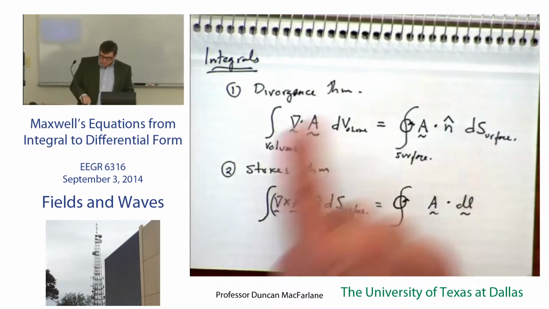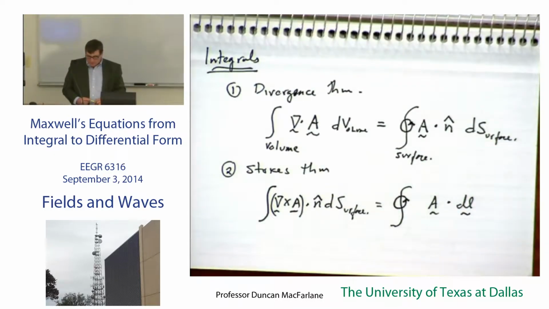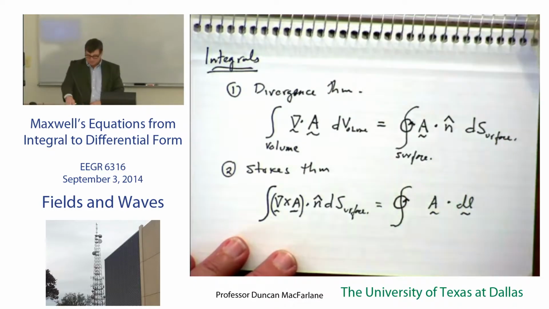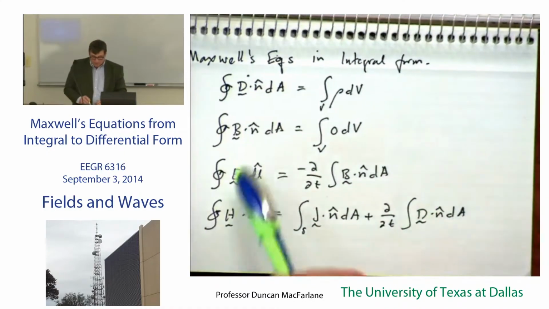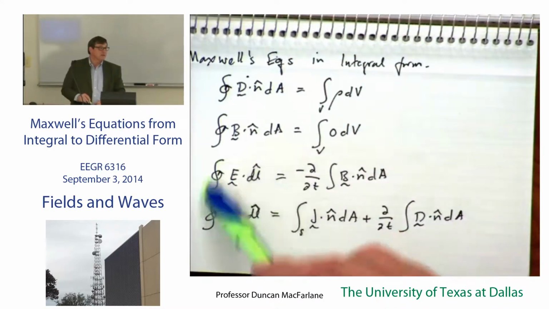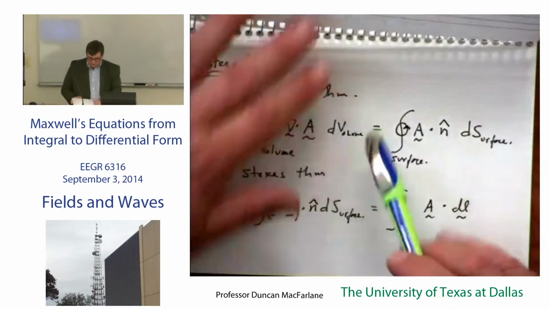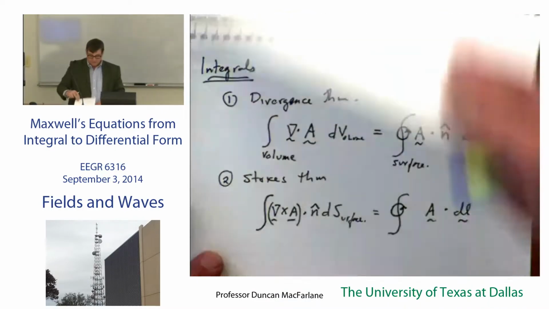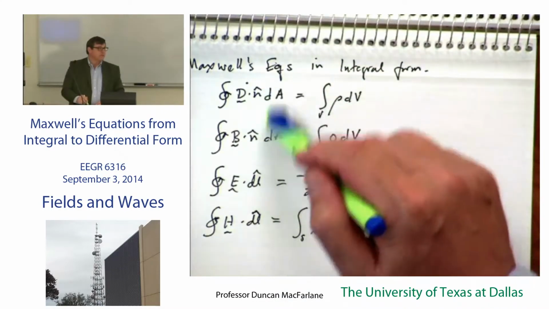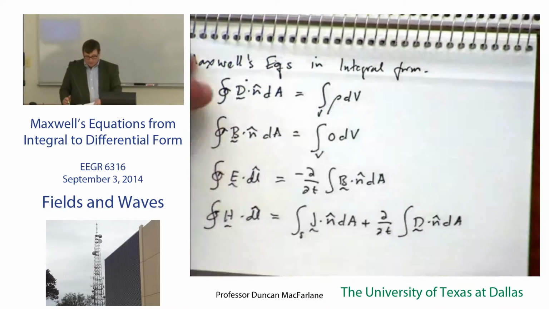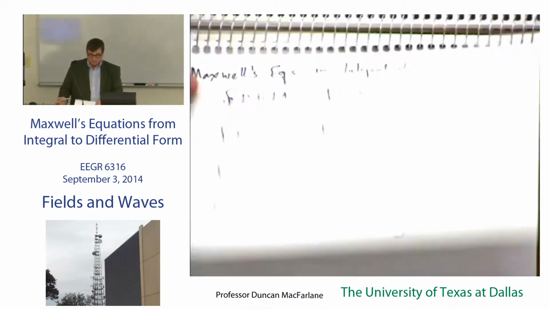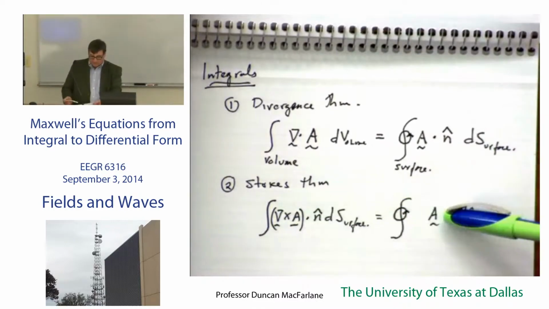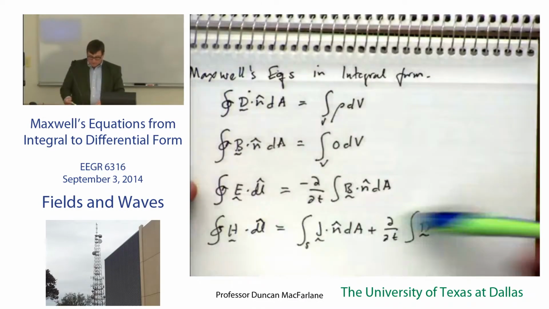So these two equations here are really quite interesting. Notice that I have closed loop equations here, and I've got some closed surface terms here as well. So I can apply the divergence theorem to these guys here, and I can apply Stokes' theorem to these two terms here.